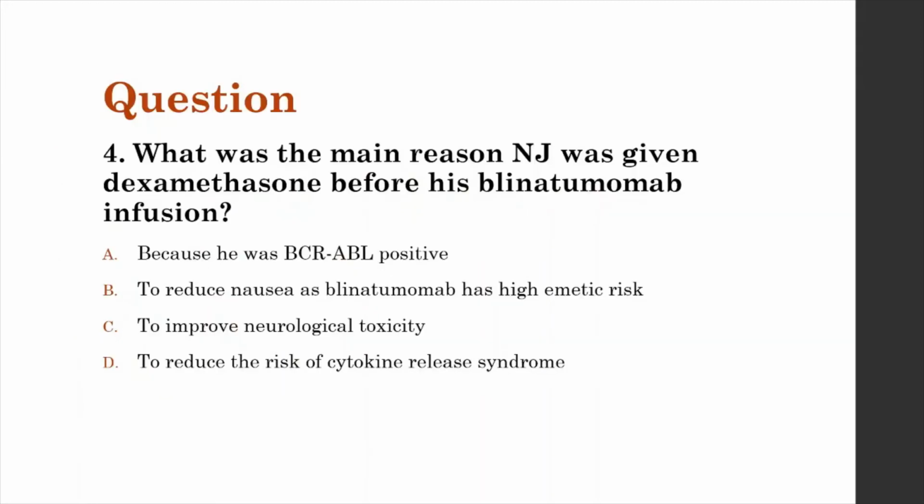So here is my final question. What was the main reason NJ was given dexamethasone before his Blinatumomab infusion? Was it because he was BCR-ABL positive, to reduce nausea, as Blinatumomab has high emetic risk, to improve neurological toxicity, or was it to reduce the risk of cytokine release syndrome? And the answer is D. We gave him dexamethasone to reduce the risk of cytokine release syndrome.